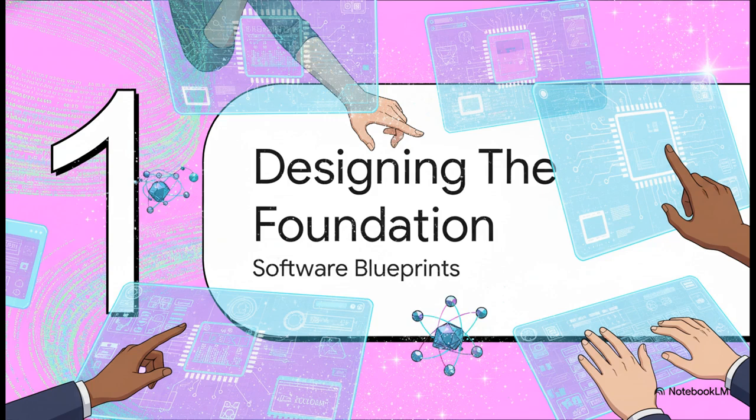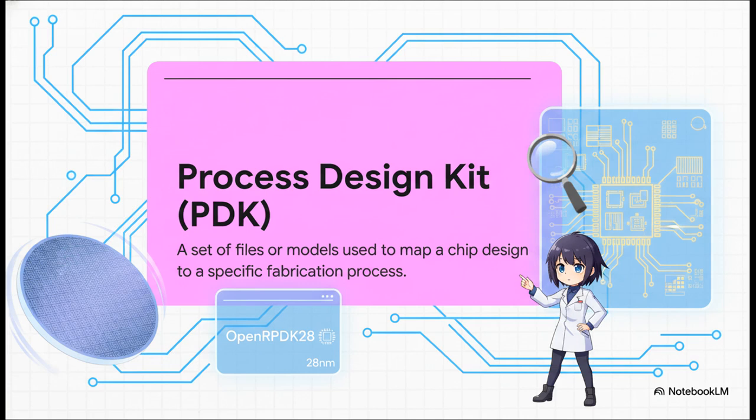All right, kicking things off with section 1, designing the foundation. Because, long before a single atom of silicon is ever moved or altered in a fab, those foundational blueprints have to be meticulously coded. And that brings us straight to the PDK. A process design kit is basically a set of files and models the industry uses to map a design to a specific fabrication process. But what I really want to highlight for you is the OpenRD PDK-28. Created by the Rios Lab, it's this revolutionary open-source template custom-built for the 28-nanometer process.